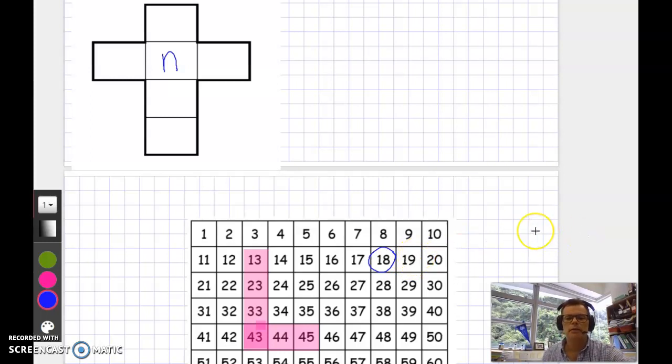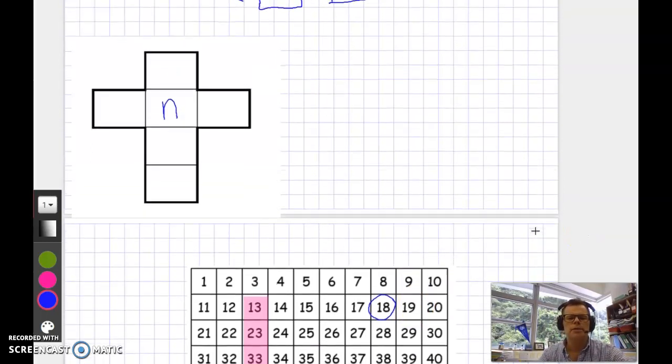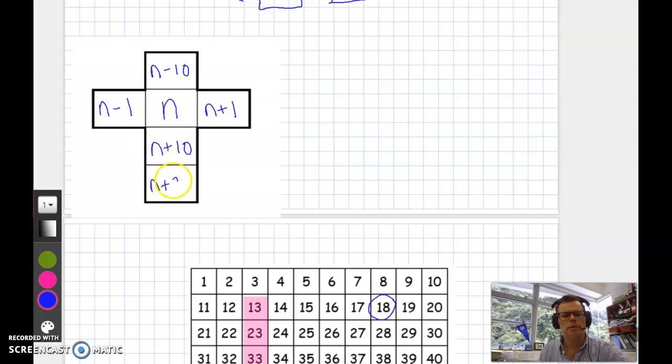So how do I write that in algebra, in mathematics? This is now using algebra. Well, 1 less I write as n minus 1. 1 more I write as n plus 1. 10 less I write as n minus 10. 10 more, that's n plus 10. 20 more, n plus 20. So very well done if you got that.